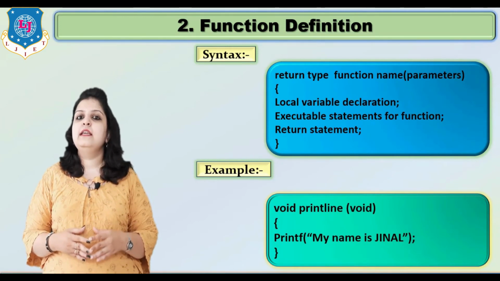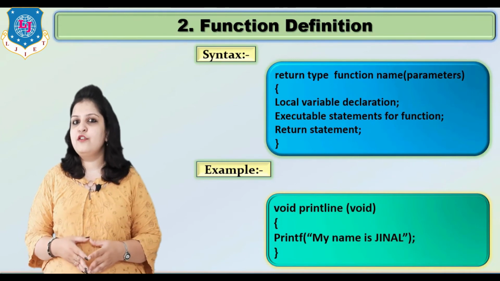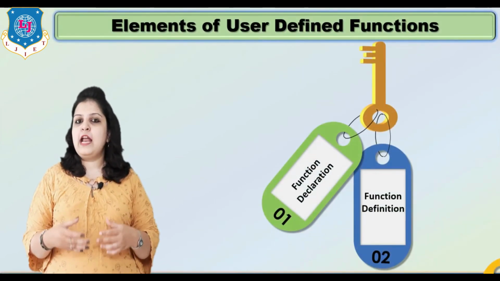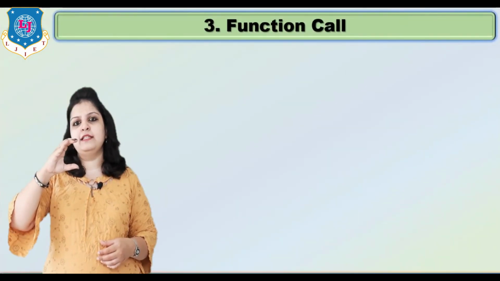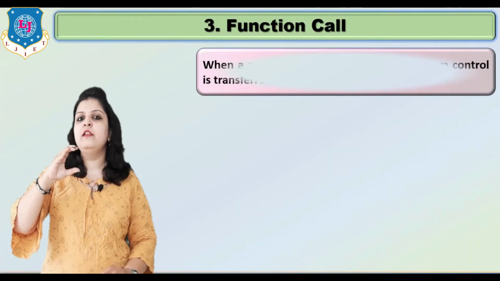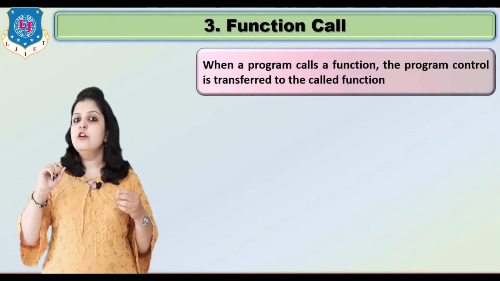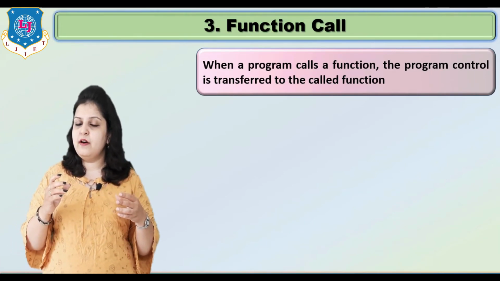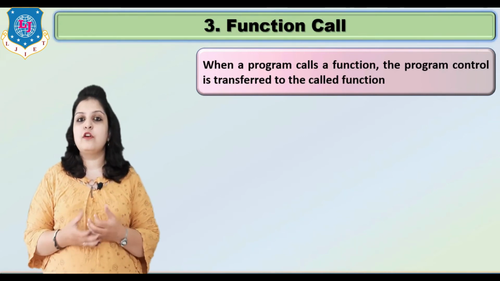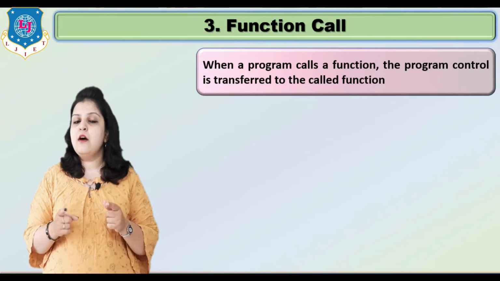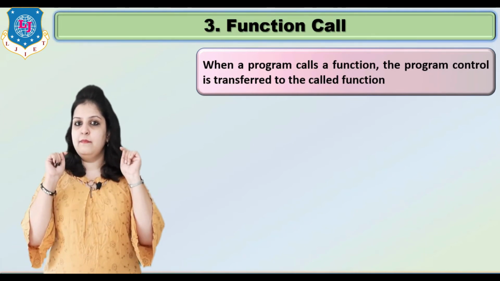Now let's see our last element, that is function call. Why is a function call required? When our program executes, only our main section will execute. Any other code written after the main function will not execute. So the user can always define the function after the main function. So how can we execute our function? We have to call our user defined function in the main part.